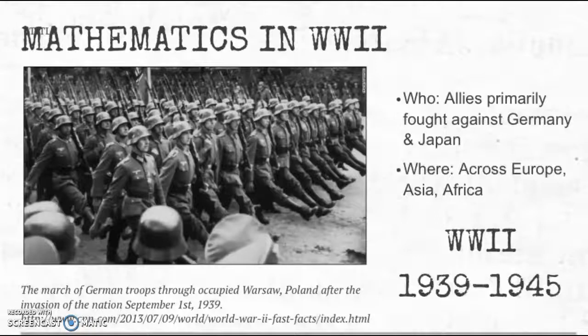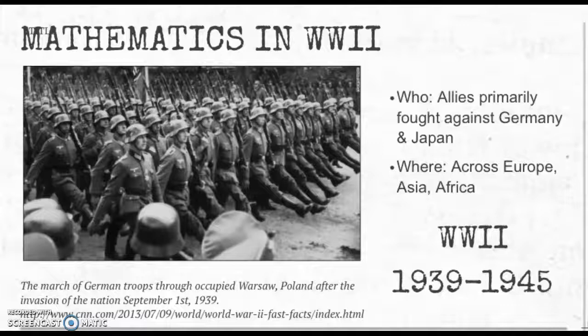Allies that primarily fought against Germany and Japan, and the United States were part of the Allies. That also included Great Britain, China, and the Soviet Union, who made up the Allies, and that was the group fighting against the Axis. And Germany and Italy formed the coalition called the Axis powers. Later in time, Bulgaria, Hungary, Romania, Croatia, and Slovakia eventually joined them.